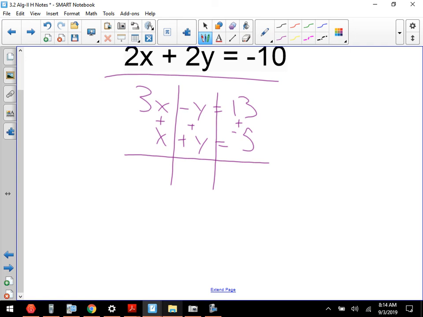And then let's see, 3 and 1 is 4. And what is that, 8? So if x is 2, and then what do you do to figure out y? Substitute back in. So y would be what, negative 7, right? So ordered pair.